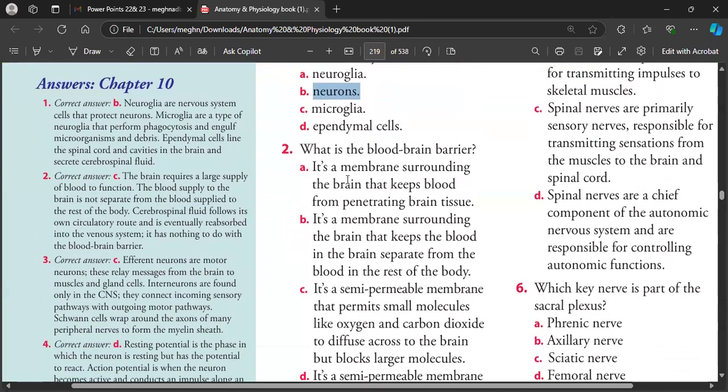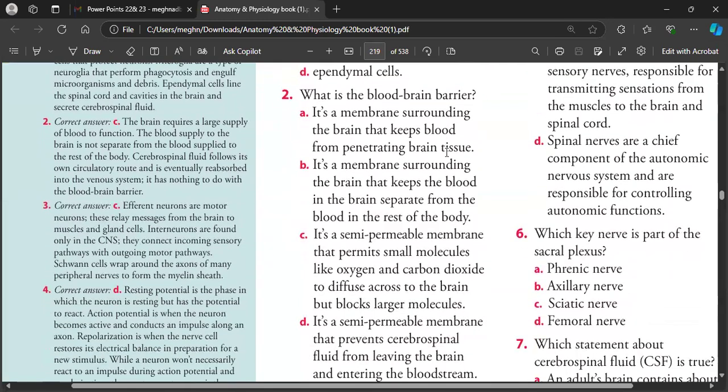So the second question asks, what is the blood-brain barrier? There are four options, A, B, C, and D, right? Can you read it for me? What is the first option? Penetrate brain tissue. So the blood-brain barrier.